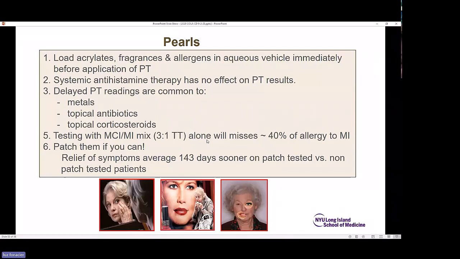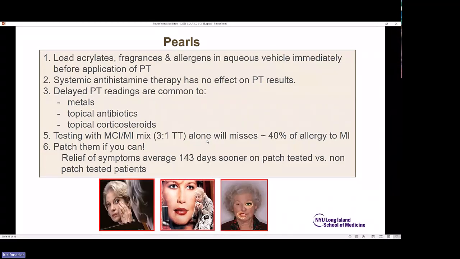We don't need to discontinue antihistamines, but oral corticosteroids have to be avoided. Usually I have them avoid it for 4 weeks if possible. Delayed patch test readings are common to metals, topical antibiotics, and topical corticosteroids. And delayed is about a 7 day read. So you have your 48 hours where you remove it, 72 to 96 hours is your second read, and your third read may be like 6 to 10 days.